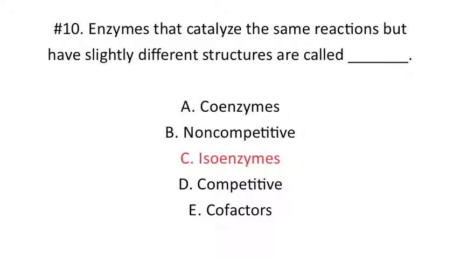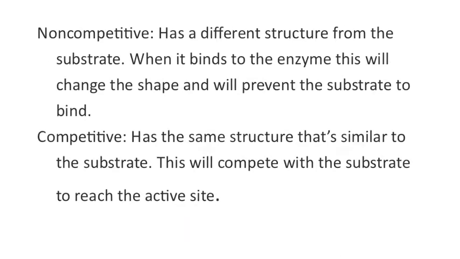For example, noncompetitive inhibitors have a structure that is different from the substrate. As it binds at the active site, it will distort the shape of the enzyme. A competitive inhibitor has the same structure as the substrate. It also competes with the substrate in order to reach the active site.